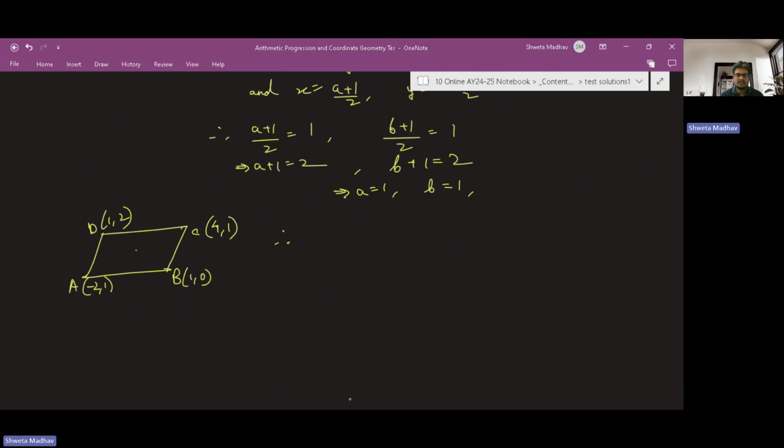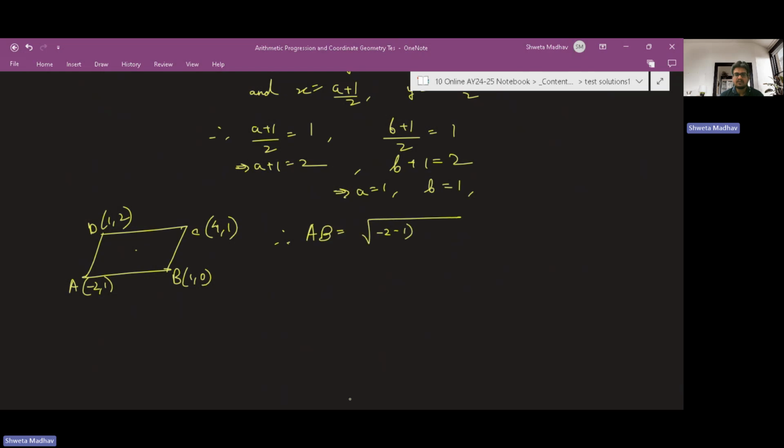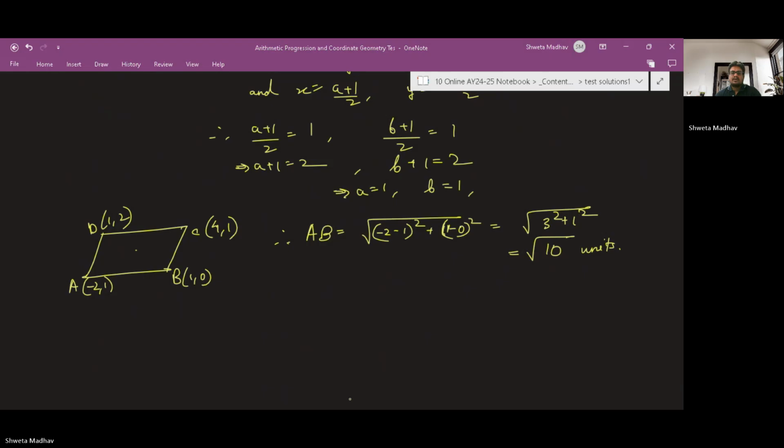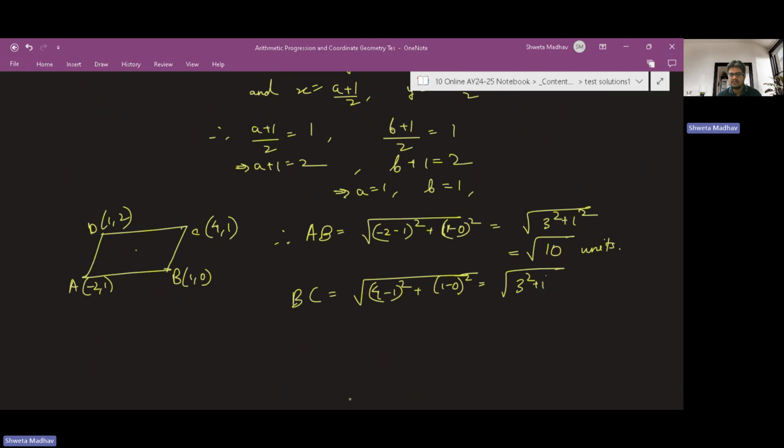So therefore, we have to find out the lengths also. Now the length AB will be equal to square root of -2 minus 1 whole square plus 1 minus 0 whole square. So that will be equal to square root of 3 square plus 1 square, which is root over 10 units. And then BC will be equal to square root of 4 minus 1 whole square plus 1 minus 0 whole square. So that will be equal to square root of 3 square plus 1 square, which is square root of 9 plus 1, that is root over 10 units.